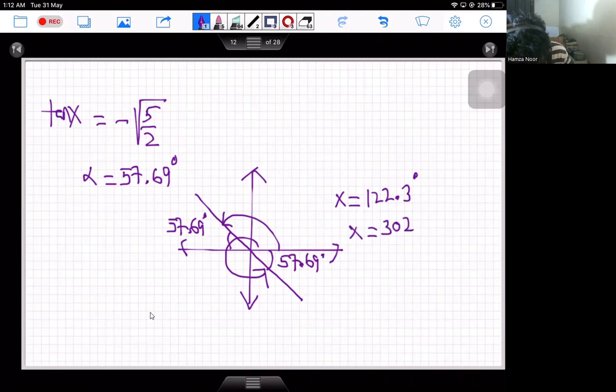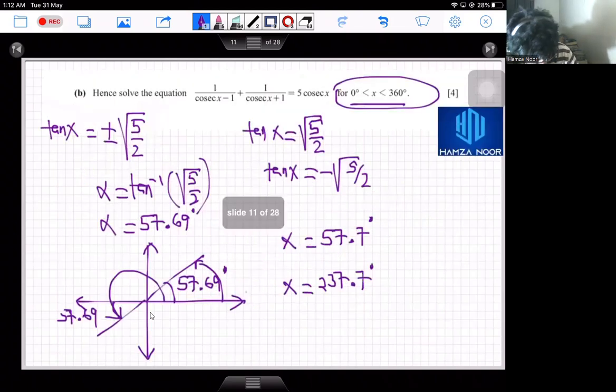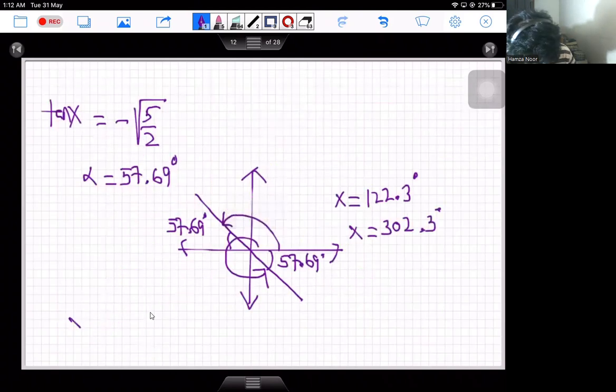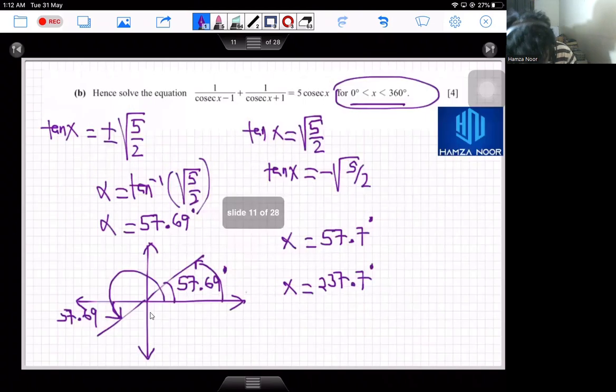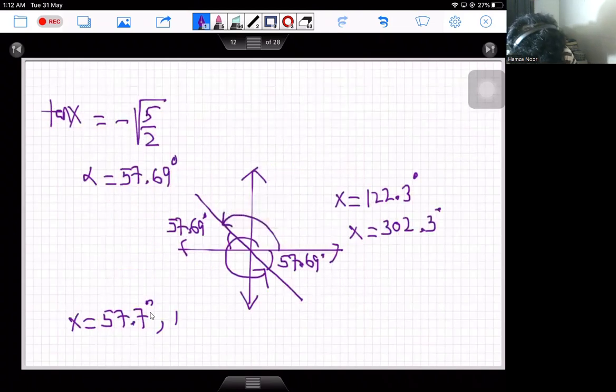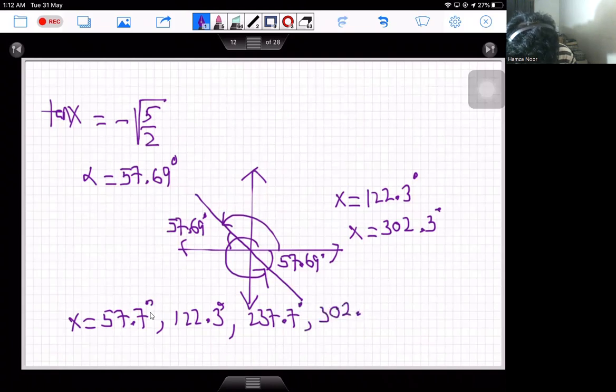Therefore, altogether you have 4 values of x. Just write them in ascending order. So x equals 57.7 degrees, then x equals 122.3, then x equals 237.7, and finally x equals 302.3.